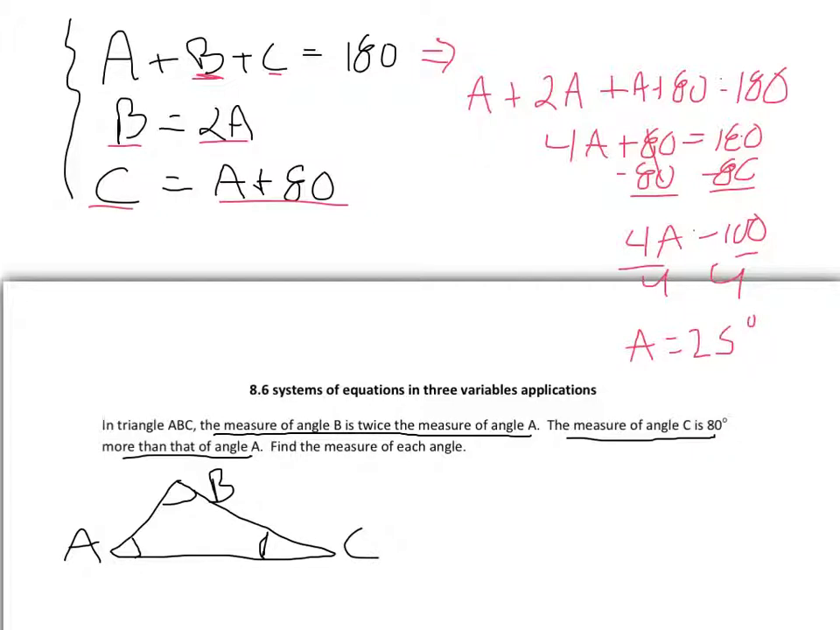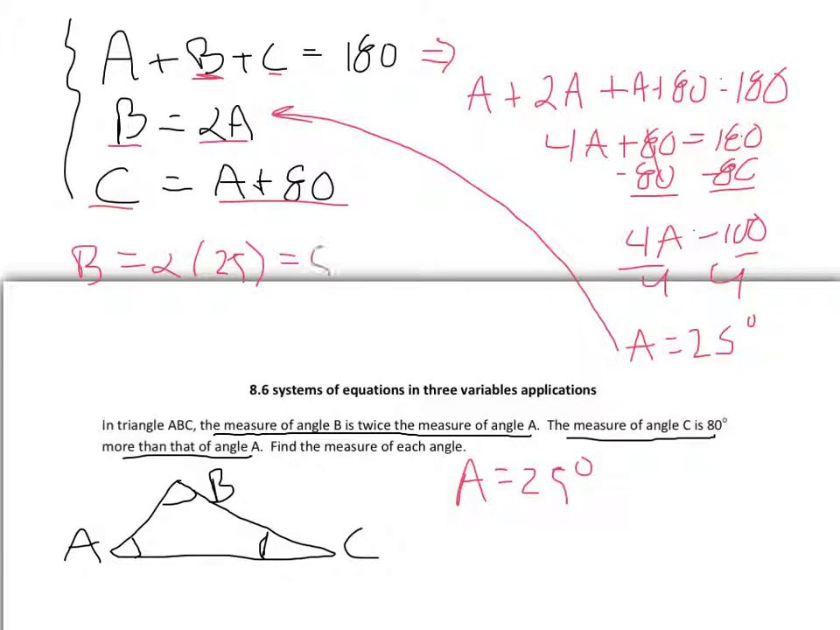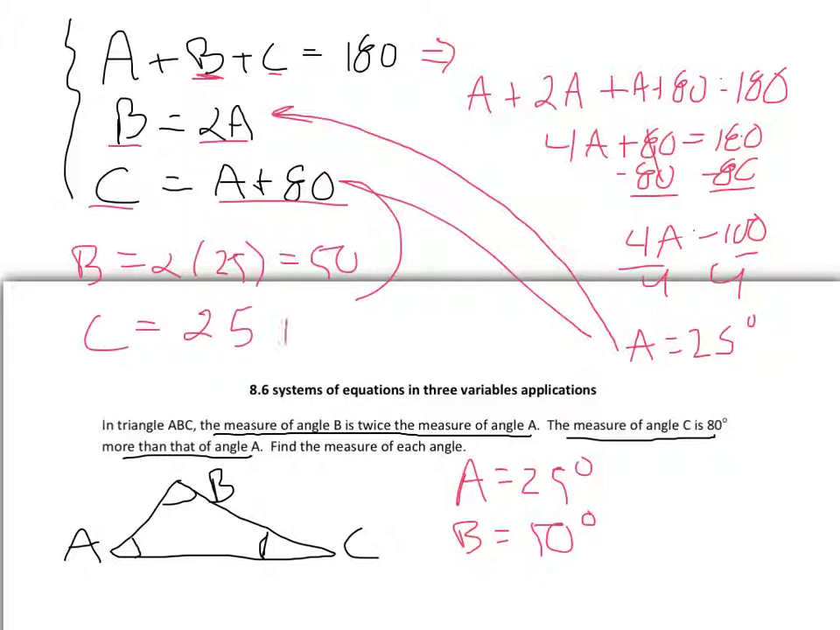So angle A, 25 degrees. So now we need to find B and C. So we can just use substitution again. Plug that in here, get our B. So B equals 2A, or 2 times 25, which is just 50. So B, 50 degrees. And then to find C, plug it in here. So we have C equals 25 plus 80, so that's 105 degrees. So C equals 105 degrees.